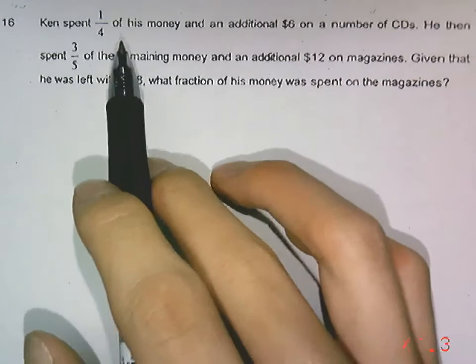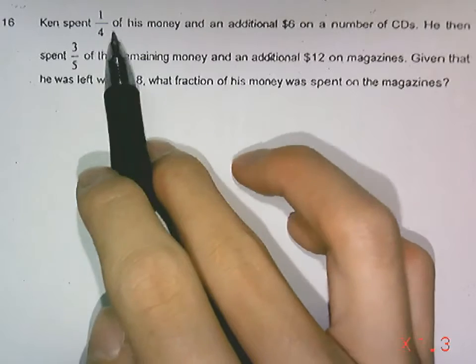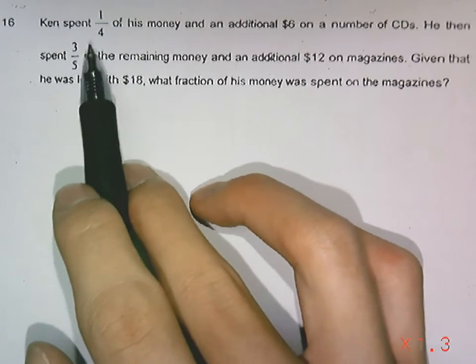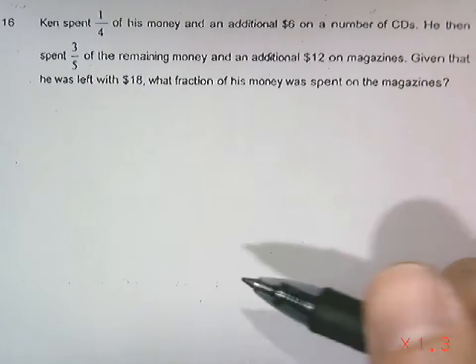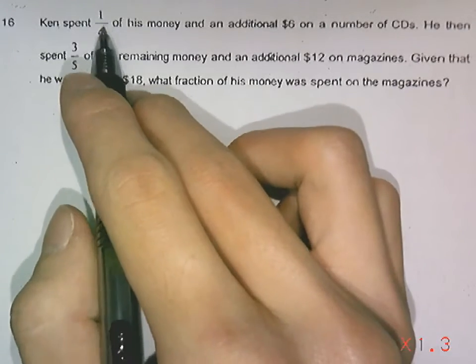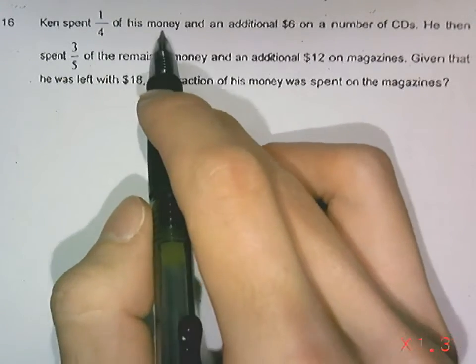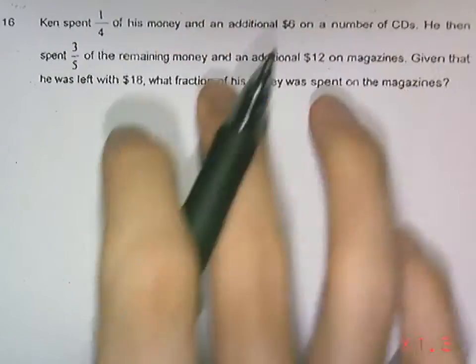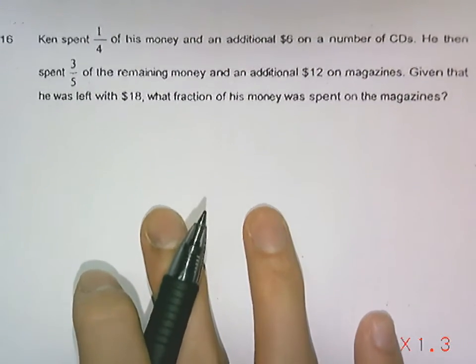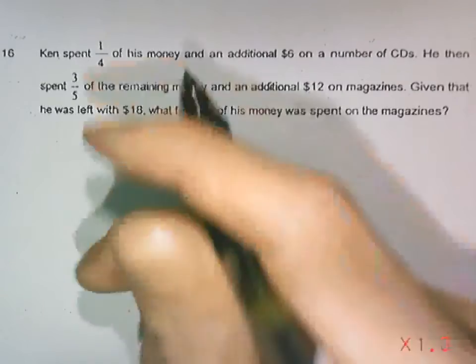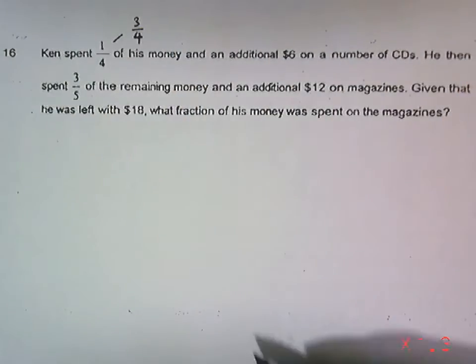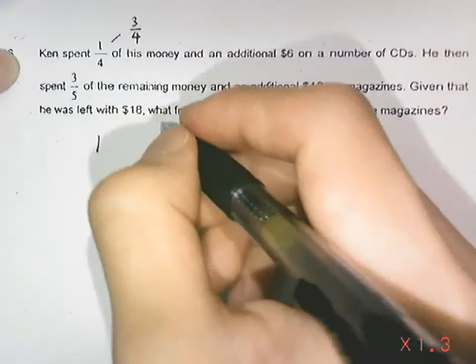Right, some fractions in this question, I'm going to use a ratio representation of these parts here. Okay, so Ken spent, first sentence, 1/4 of his money. After spending this 1/4, the other part will be 3/4 out of the whole. You just take note of the 3/4 first. So I'm going to write a ratio 1:3 first.